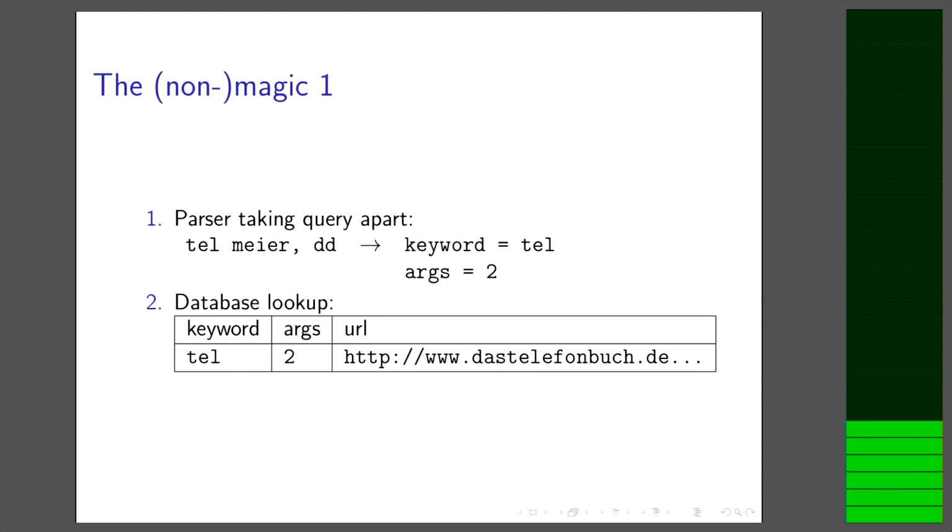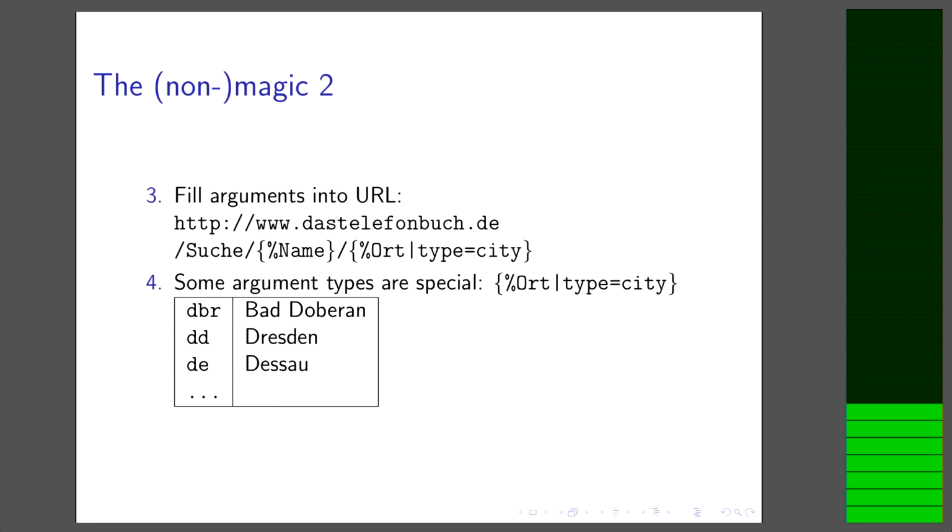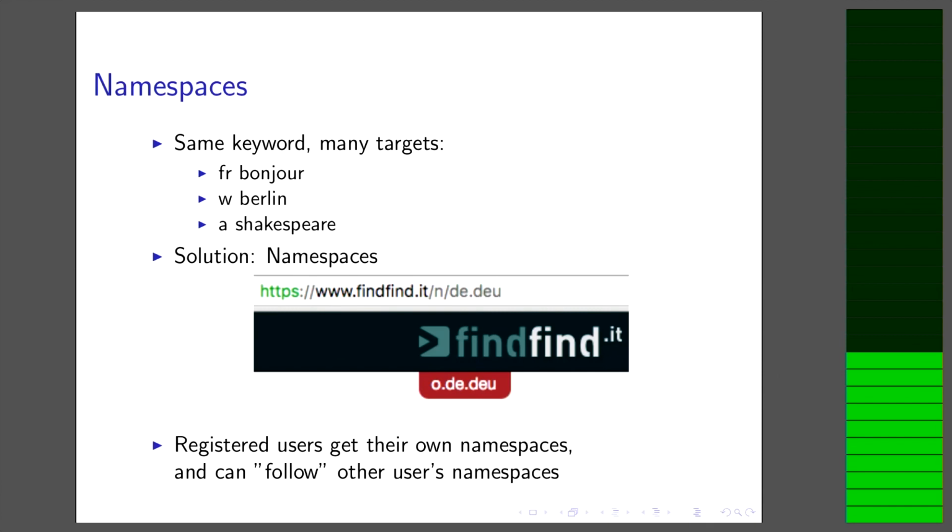So what's the magic behind it? No big magic actually. There's a parser taking the query apart. So from tel Maya DD, we know keyword equals tel, argument count equals 2. We do a database lookup, we get a URL. That URL has placeholders. We fill in the search arguments into the placeholders. Some placeholders are special, like Ort in this case. So Ort is of type city. So for cities, we have a mapping table for every country. In that case, the input DD gets replaced with Dresden, and then Dresden goes into the URL, and this URL gets redirected. So actually, it's not the whole story, because sometimes we have some clashes.